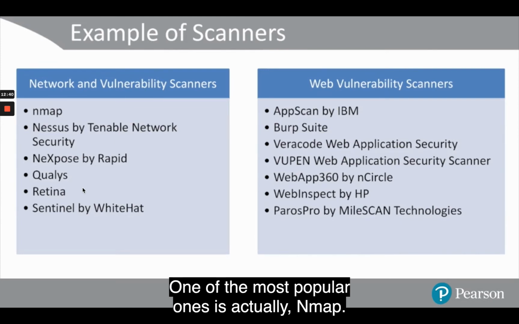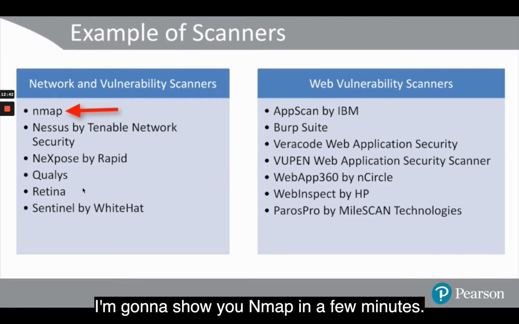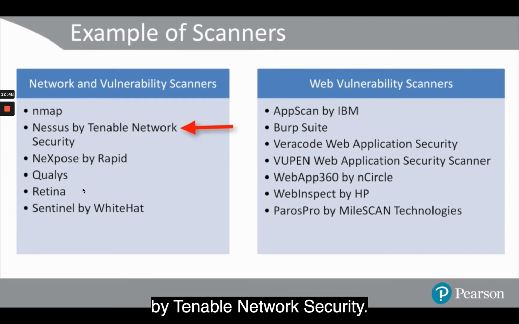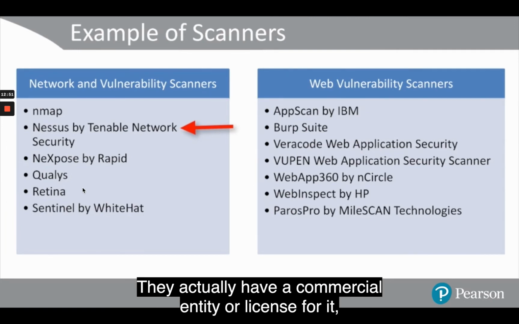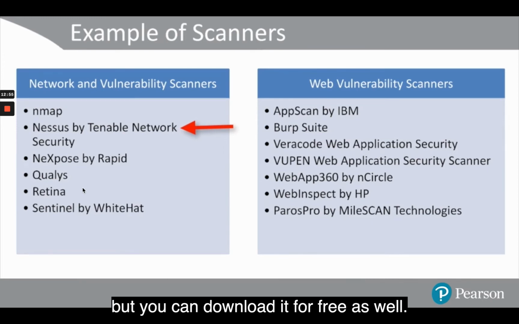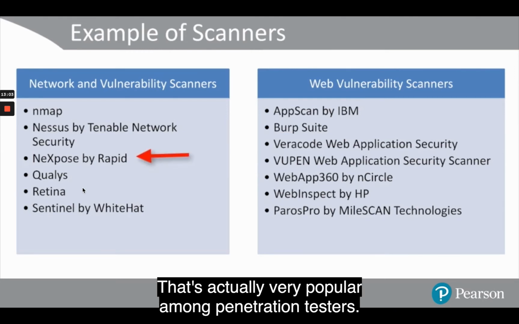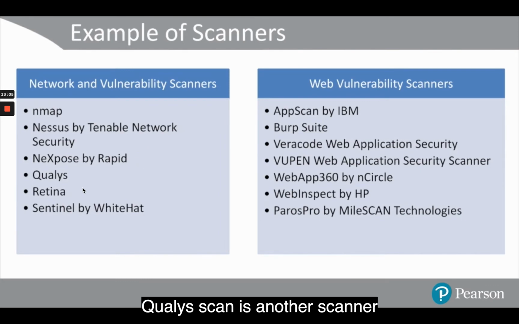One of the most popular ones is actually Nmap. I'm going to show you Nmap in a few minutes. There's also another one called Nessus, by Tenable Network Security. They have a commercial license for it, but you can download it for free as well. There's a very popular one called Nexpose by Rapid7. That's actually very popular among penetration testers.